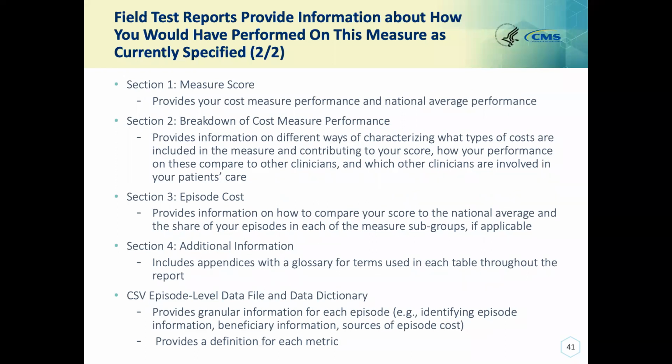There are 4 different sections in the PDF report, including your measure score breakdown of the cost measure performance, episode cost statistics, and where to look for additional information. And then the CSV episode level data file includes identifying episode and patient information, as well as sources of episode costs.